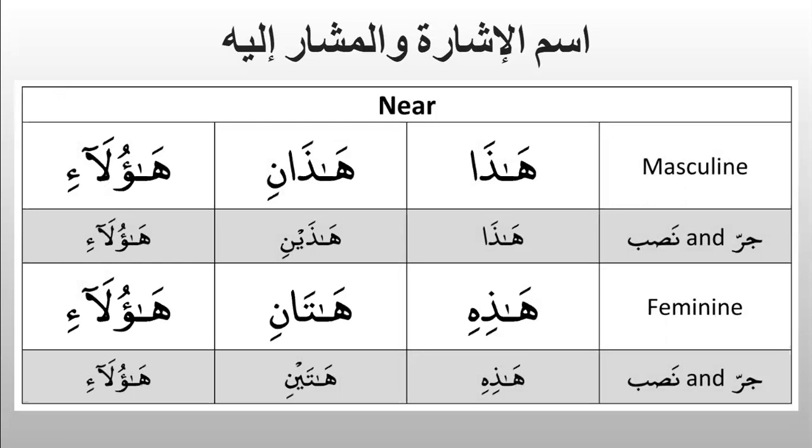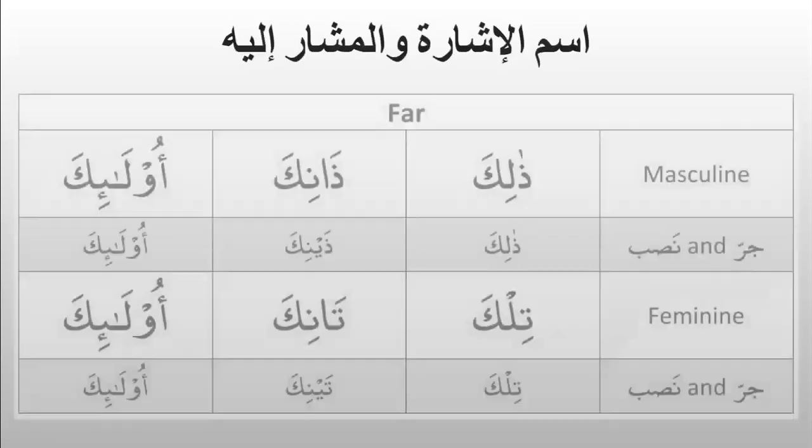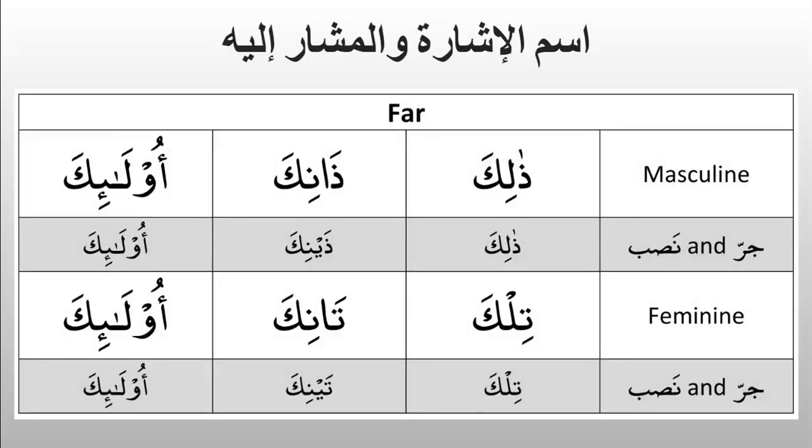Hada for fast, for close. This hada, hadani, haulai, hadihi, hatani, haulai. And then come zalika, zanika, ulaika, tilka, tanika, ulaika. So you have to memorize those ishara, those pointing words, how they act. And we also studied Mausuf Sifa. So try to find out in the Quran. You read any page and you will definitely find those things over there, inshallah.